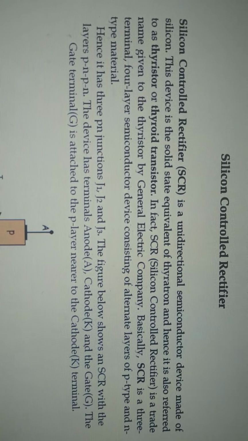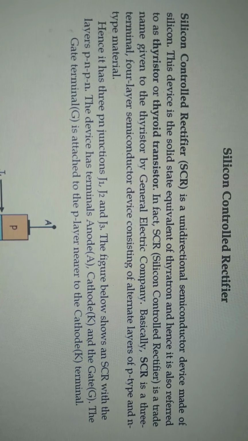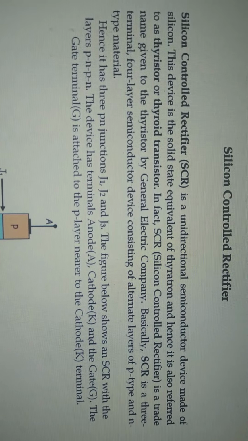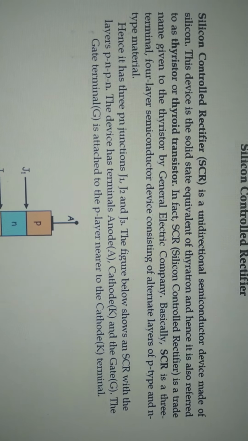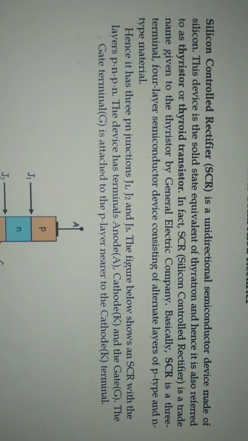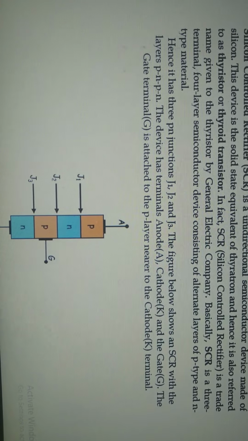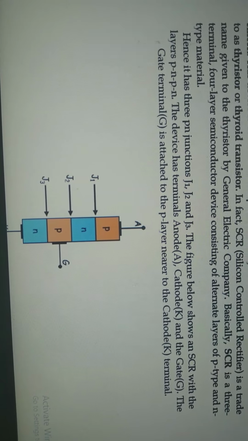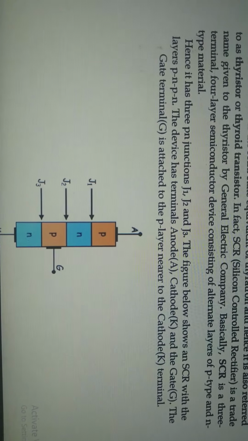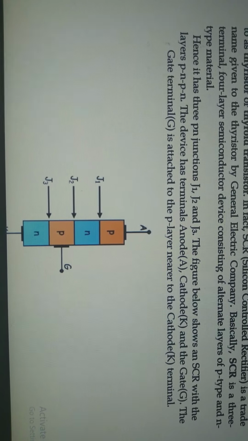Generally, it was solid state equivalent of thyratron, and hence it is also referred as a thyristor. We'll see the details. Basically, SCR is a 3-terminal, 4-layer semiconductor device, which consists of alternate layers of p-type and n-type material. We can see the structure of silicon control rectifier.